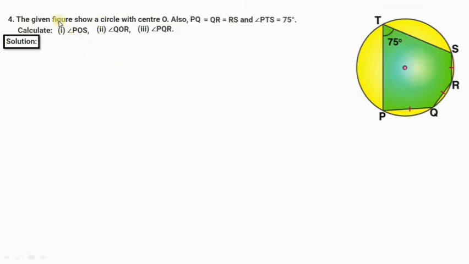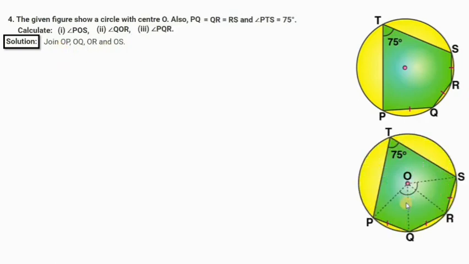So in this question it is given that the figure shows a circle with center O, and PQ, QR and RS are given to be equal. These marks represent that these sides are equal, and it is given that angle PTS is 75 degrees. So we need to calculate POS, QOR and PQR. All right, so let us join these. After joining I'll get this figure.